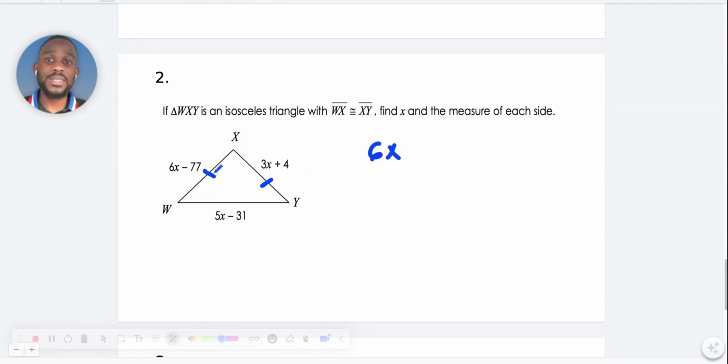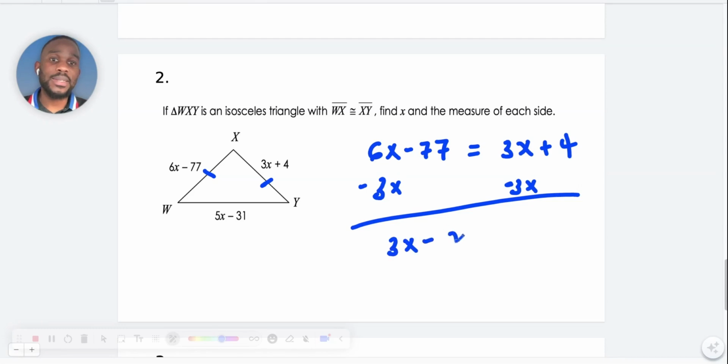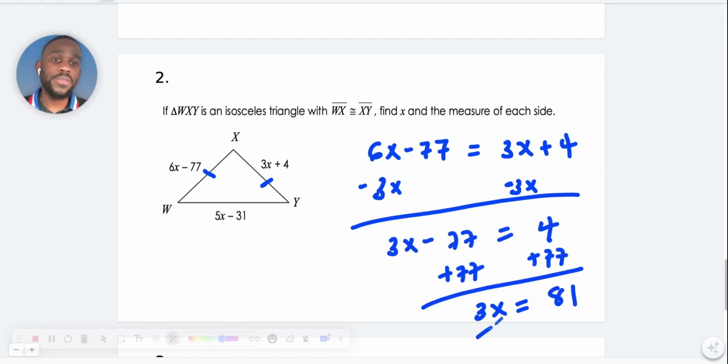So meaning 6x minus 77 is equal to 3x plus 4. Collect like terms. That's what they call it. So minus 3x here, minus 3x there. And we'll be left with 3x minus 77 is equal to 4. So if you divide both sides of the equation by 3, right, this would cancel. We'll get x is equal to 27. So the value of x here is 27.